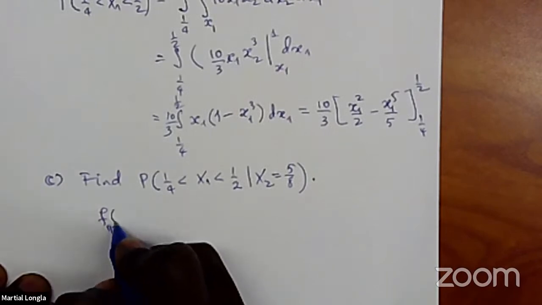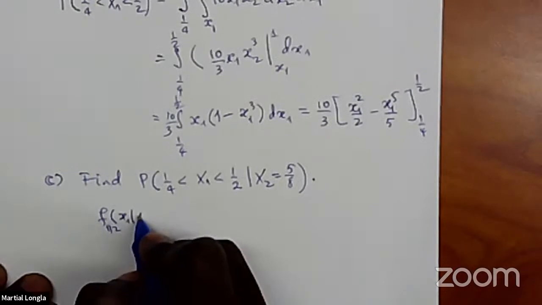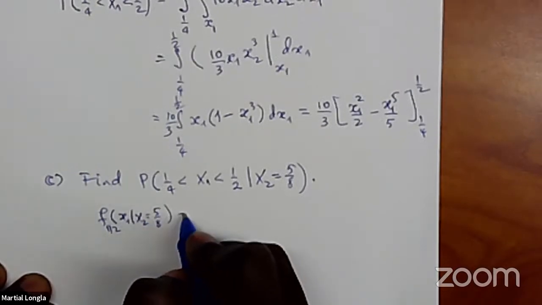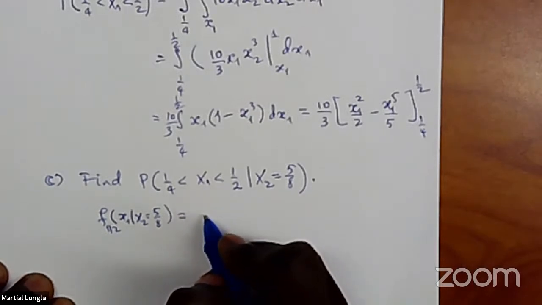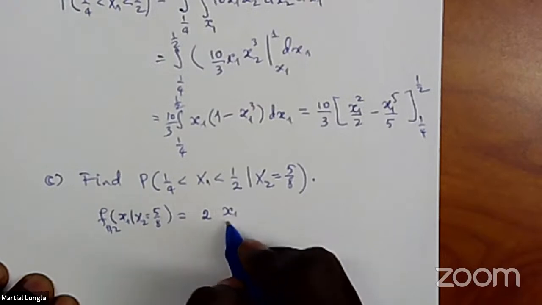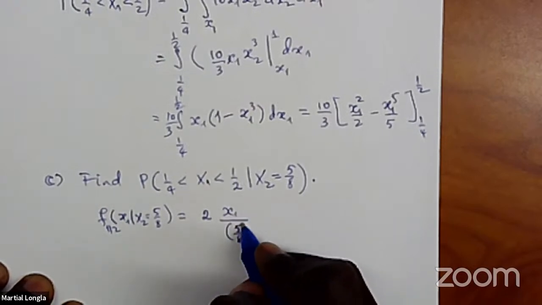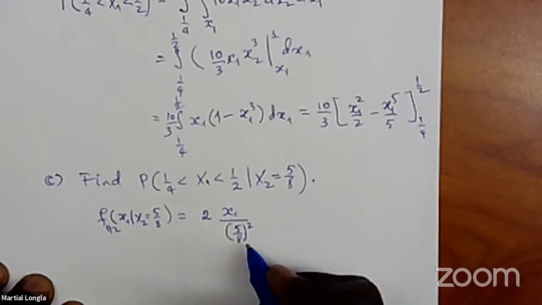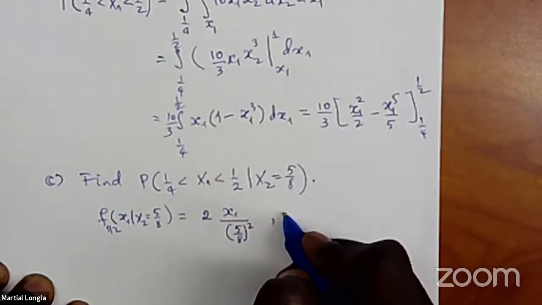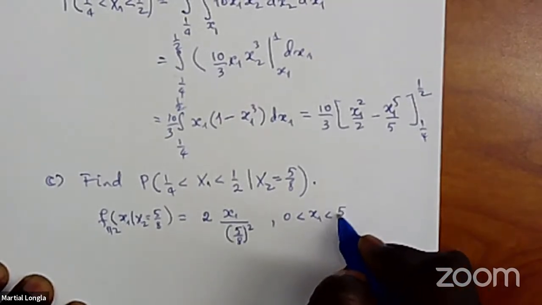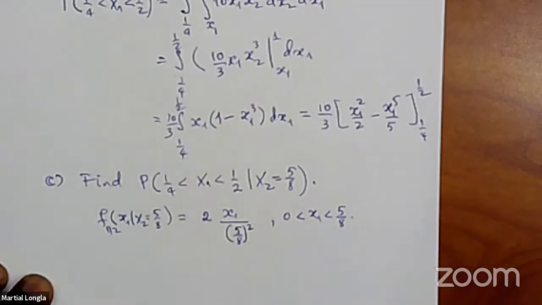f of x1 given x2 equals 5/8 is C1, we said, was 2 x1 over x2, which is 5/8, squared, with the condition that 0 is less than x1 less than x2, which is 5/8. That's how it actually works when you have a concrete number.